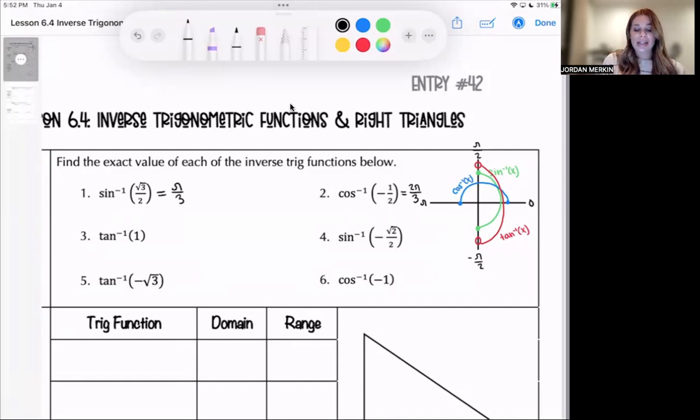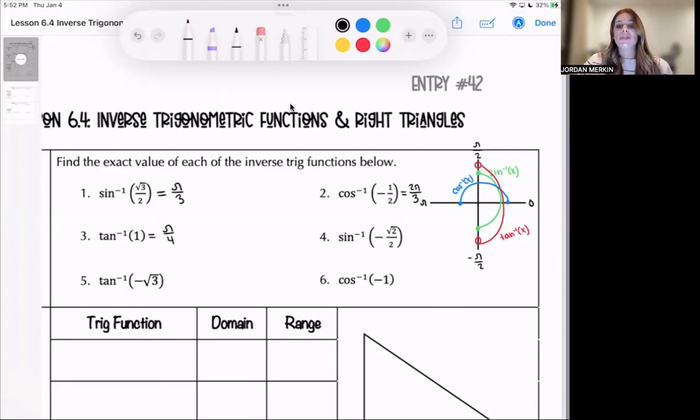All right, inverse tangent of 1. This is asking you where on your unit circle would y/x be 1? Well, that's going to be at pi/4, because that's where your x and y coordinate are equal. Because it's positive, it has to be in quadrant 1.